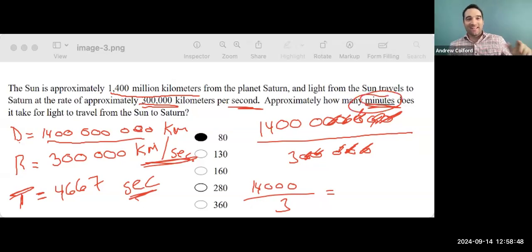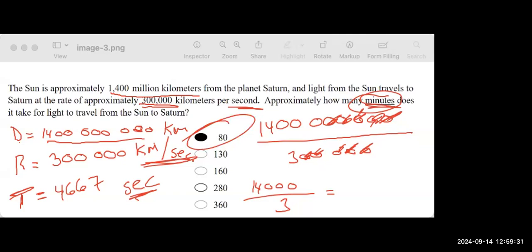And I know this is probably the whole thing, right? This conversion part is the hard part. If I want to go from seconds to minutes, Ellen, what do I need to do? Divide by 60 or multiply by 60? Divide by 60, right? And so what's 4667 divided by 60? 77.7, just about 80. Excellent.